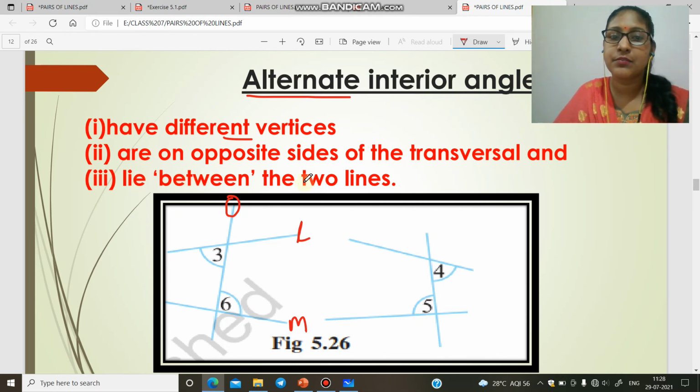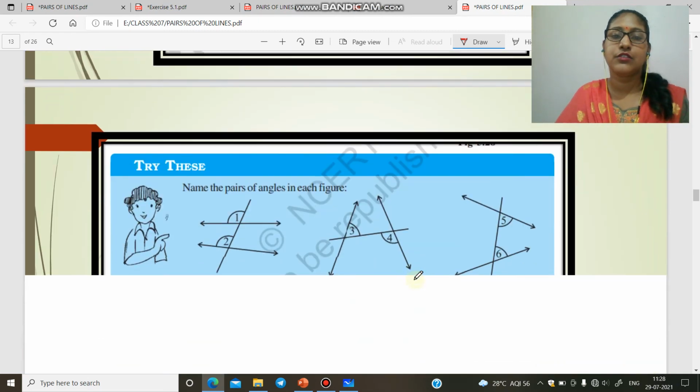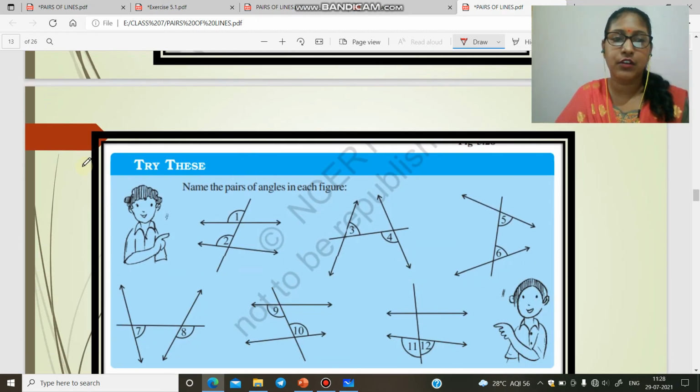Third, they lie between the two lines. Obviously 3 and 6 are interior angles, 4 and 5 are interior angles. So angle 3 and 6 and angle 4 and 5 are said to be alternate interior angles. If these angles are present in the alternate position but in the exterior part, then they are said to be alternate exterior angles. So on the basis of this, you can solve this, try this.